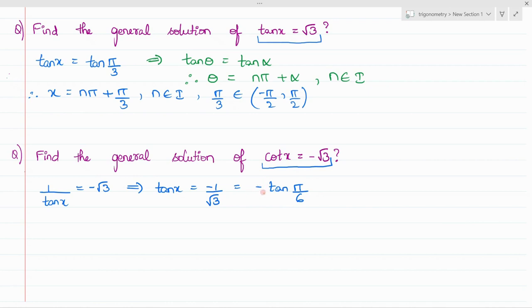So to clear this negative sign, what shall we write? If you see the four quadrants, tan will be plus over here, minus over here, plus over here, and minus over here. So it is minus. We can write pi minus pi by 6, right? So it becomes tan of pi minus pi by 6.